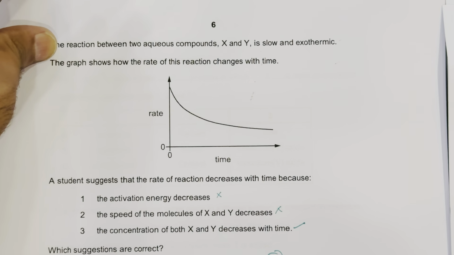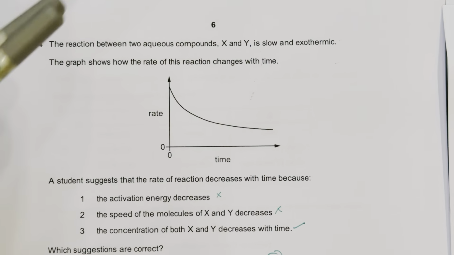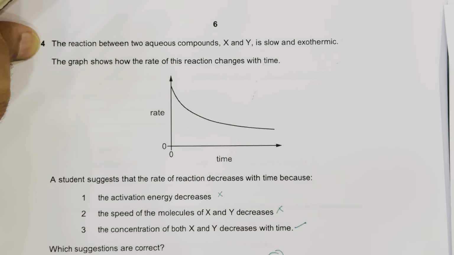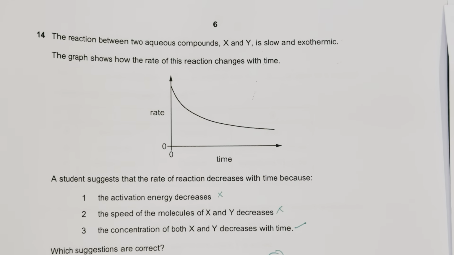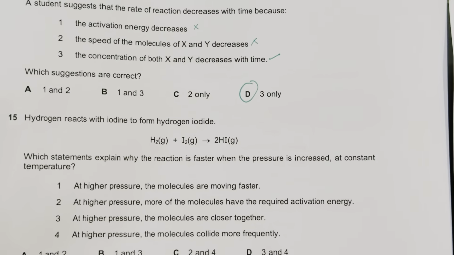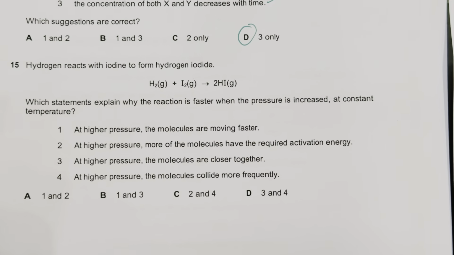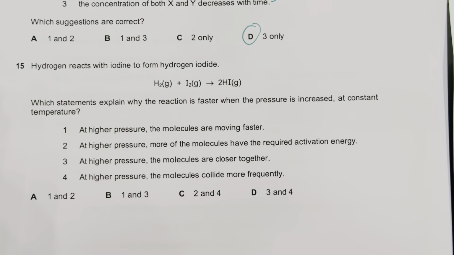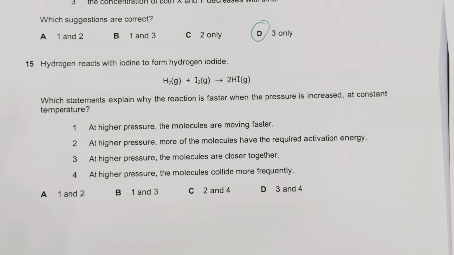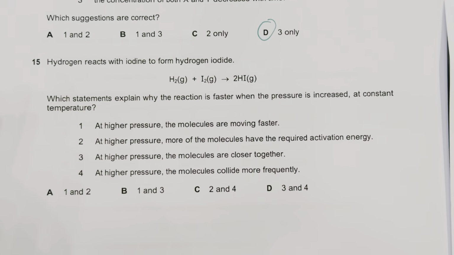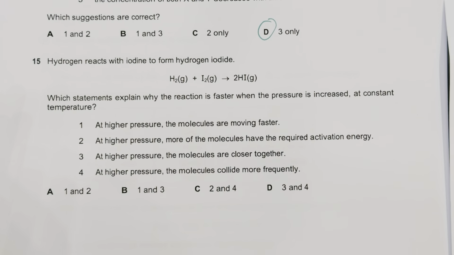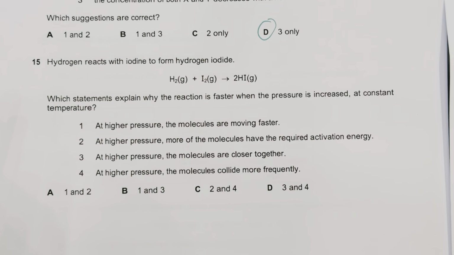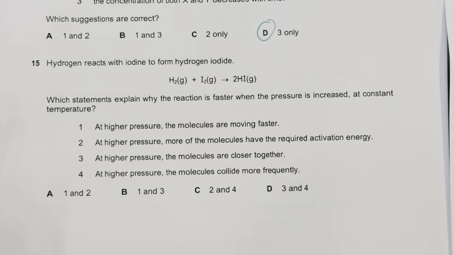Moving to question number 15. Hydrogen reacts with iodine to, okay, you can't see those options. Okay, so now you can see the complete question. Question number 15. Hydrogen reacts with iodine to form hydrogen iodide. This statement explains why the reaction is faster when the pressure is increased at constant temperature.